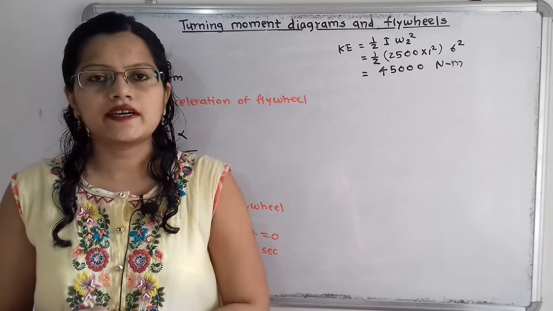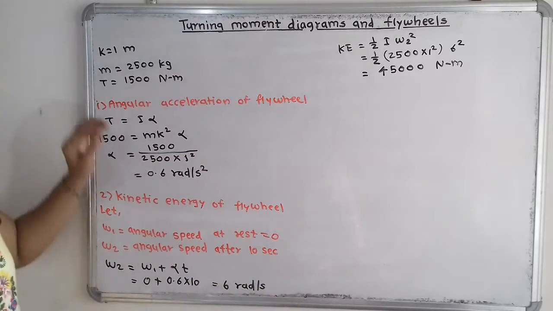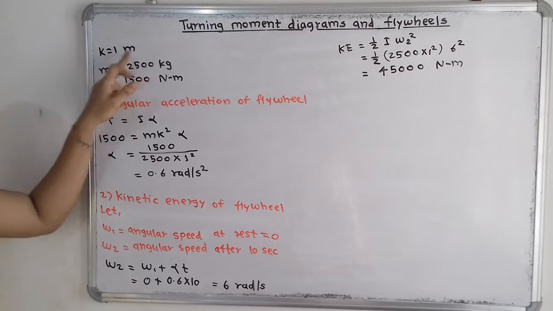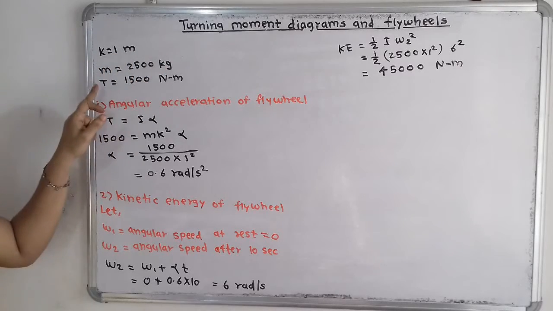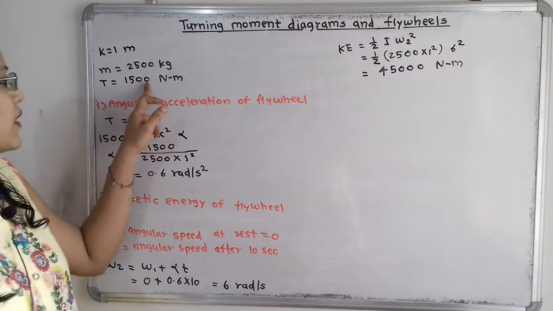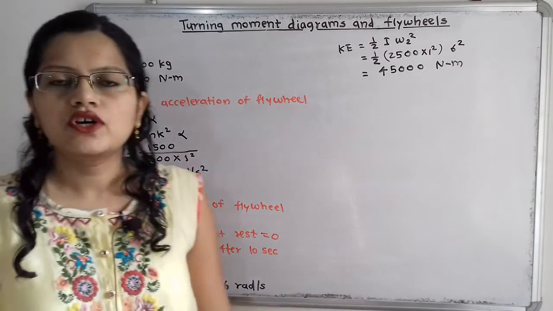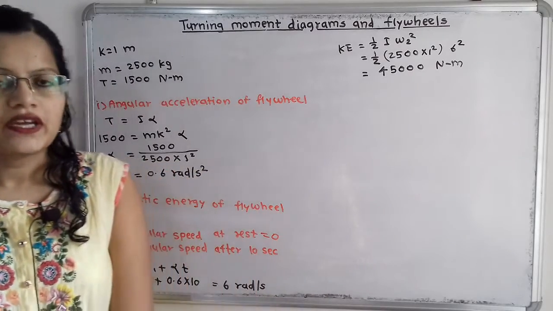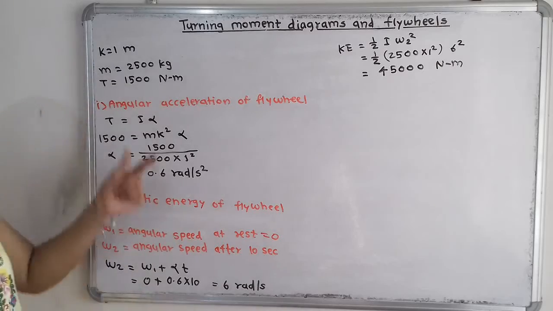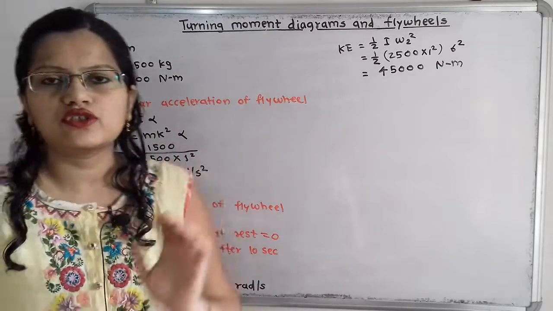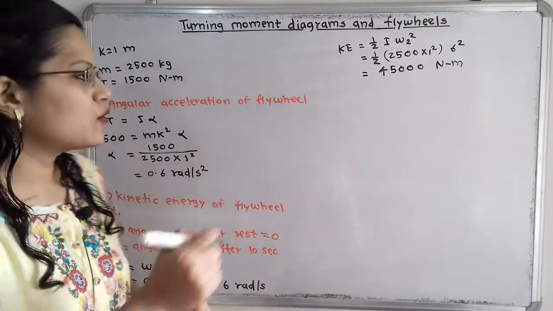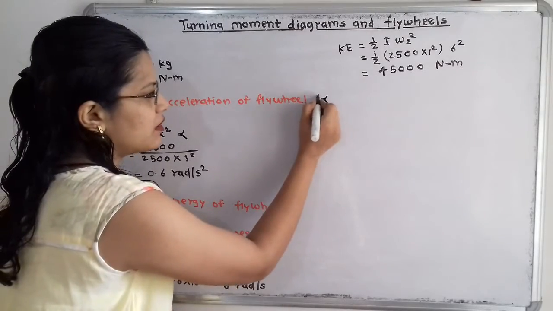Let us first understand the given data. So here radius of gyration is 1 meter, mass 2500 kg and torque is 1500 Newton meter. So this is the given data. Now the first question is that we have to find out the angular acceleration of the flywheel. So here angular acceleration is nothing but alpha.